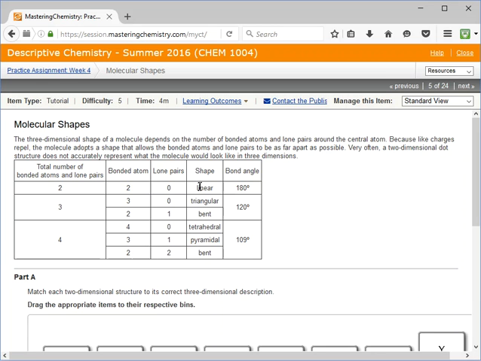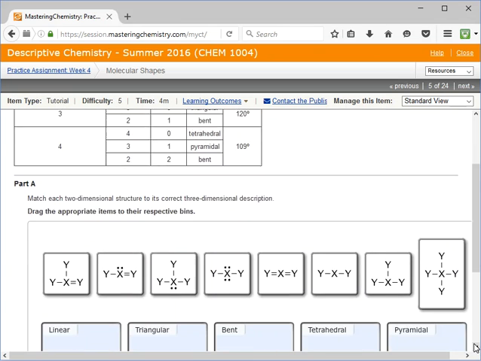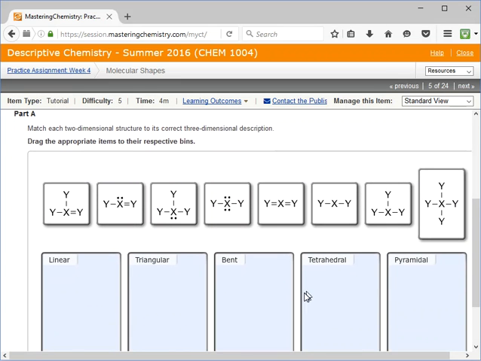And it talks a little about the shapes of these molecules and the angle that you have in them. So it says now match each two-dimensional structure to its correct three-dimensional description. If I look in here and I see this X, I've got 3 atoms bonded to that central atom. We don't care if that's a double bond, doesn't matter, that's one atom.